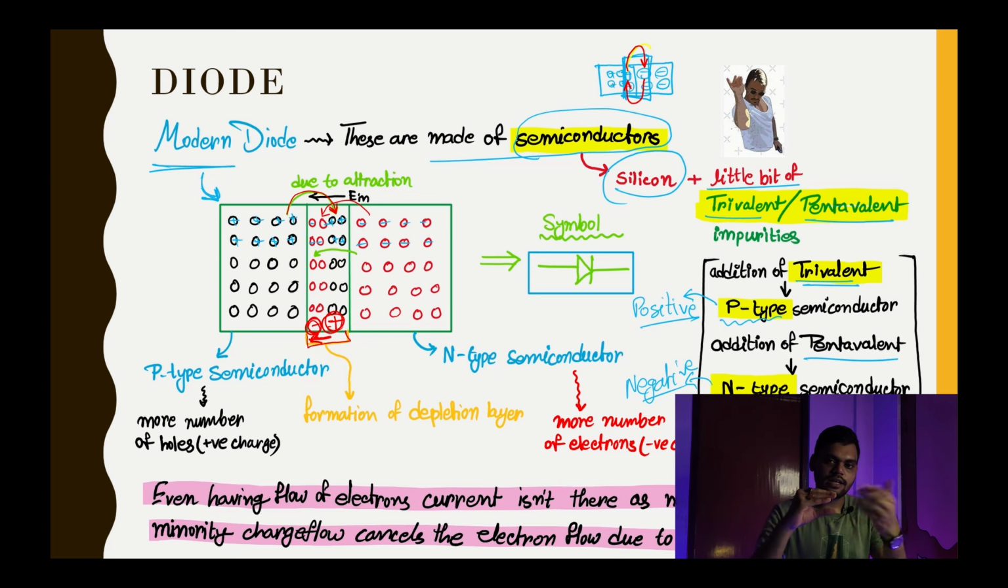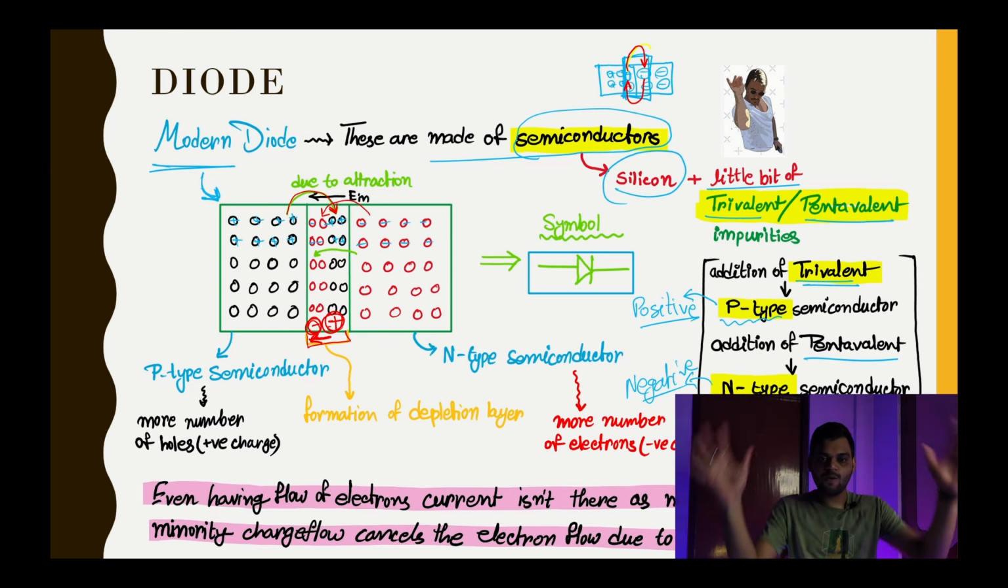Due to that electric field, the positive charges will be flowing this way, balancing the whole depletion layer. You get it? Due to attraction, the positive charges were shifted towards the negative charges, but due to the electric field lines they made, due to the potential difference they made, the minority charges are flowing, balancing the whole system. You get it?